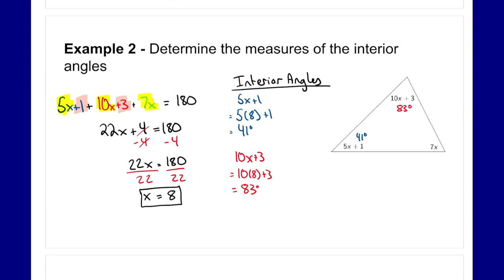And the third one, if I really wanted to, I could just subtract the two other angles from 180. Or again, I can just plug it in. So 7 times x, or 7 times 8, equals 56 degrees. So by combining my understanding of solving equations and substitution, and with my angle properties, I could find the interior angles of this triangle.